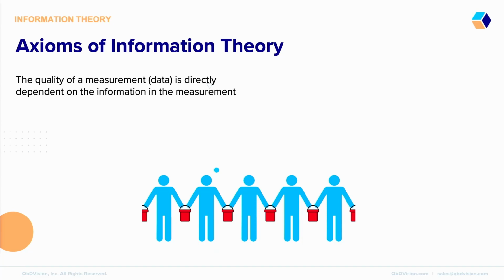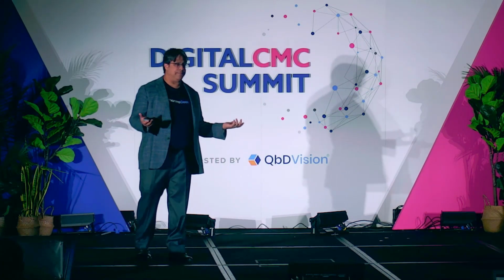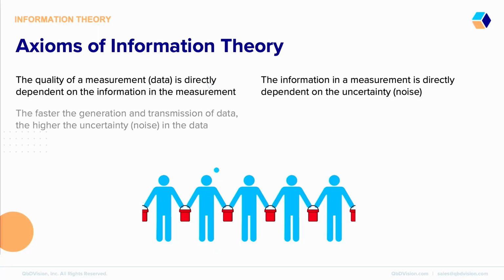So the quality of a measurement or data is directly dependent on the information in the measurement. If there's no information in what you're measuring, it has very low quality. The information in a measurement is directly dependent on the uncertainty or the noise in the measurement. So if you have a lot of noise, it's masking your signal. If your signal-to-noise ratio is 1, it's a useless measurement, right? The faster the generation and transmission of data, the higher the uncertainty or noise in the data. Starting to see where this is going, right?